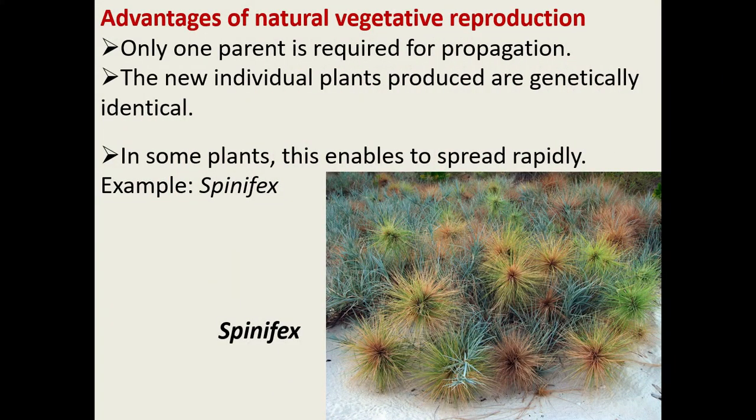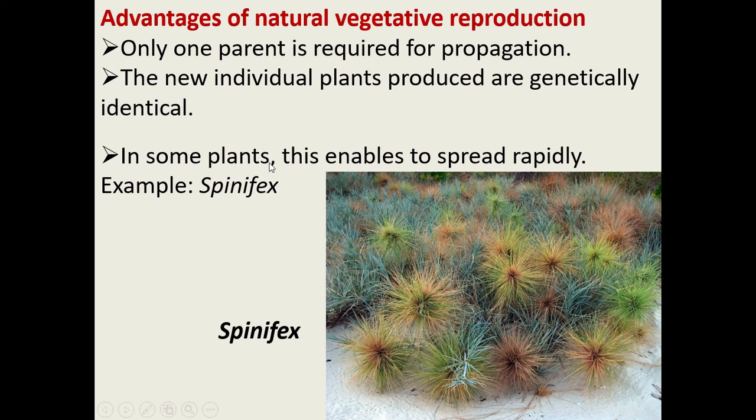Now we are going to see the advantages of natural vegetative reproduction. Only one parent is required for propagation. If you go for sexual reproduction, it requires two parents, male and female. For vegetative reproduction, only one parent is required. Next, the new individual plants produced are genetically identical. It's a very important point. When we want genetically identical copies of a plant of interest, we have to develop such copies by means of vegetative reproduction only.